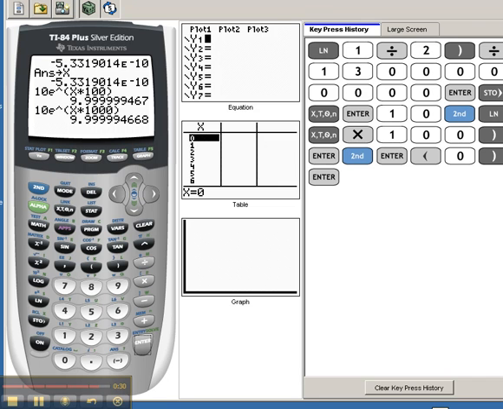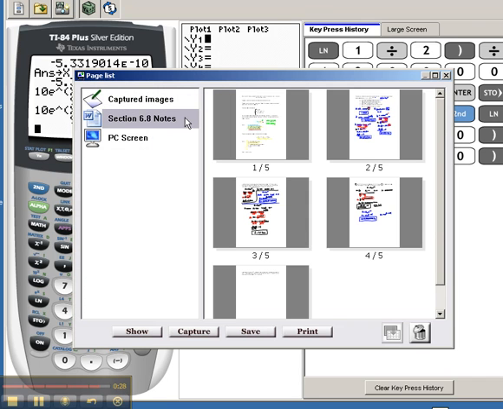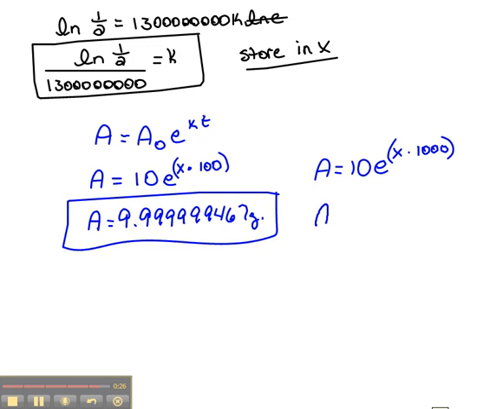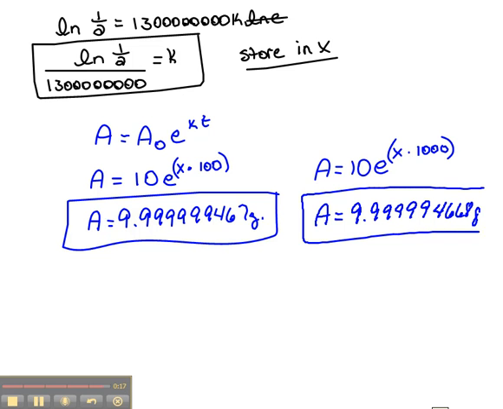It's not going down very quickly, is it? Well, if you think about it, that does make sense. This would be 9.999994668 grams. If it takes 1.3 billion years to get half of what we started, 1,000 years is just a drop in the bucket.